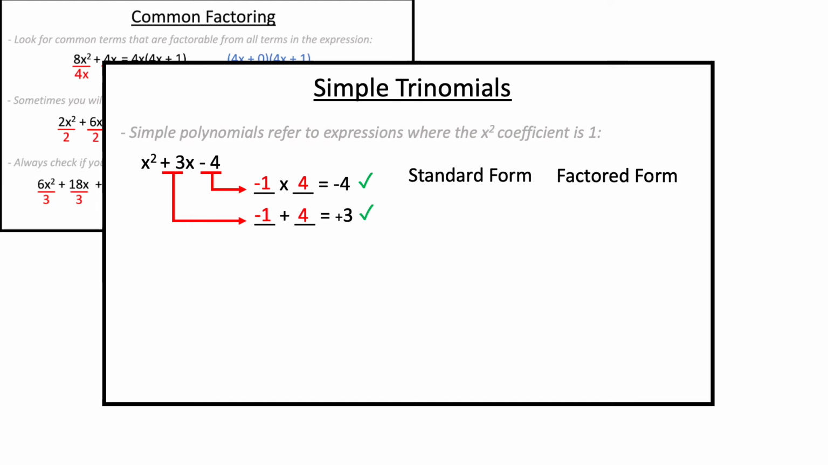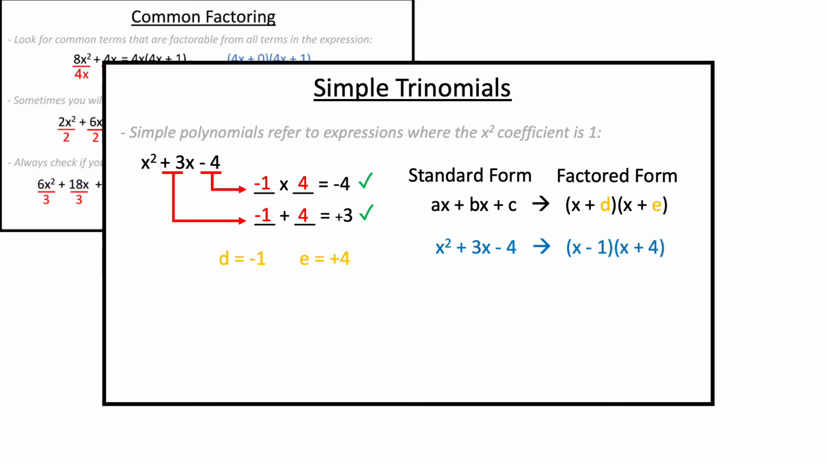So what do we do once we have these numbers? Well, as I showed on an earlier slide, we want to go from standard form to factored form. And what's really important is this d and e term in our factored form. Interestingly, the two numbers we just solved for that will multiply together to give us c and add together to give us b, these are your d and e terms. So to simply factor this, we turned it into an x minus 1 multiplied by x plus 4. We just simply sub our d and e term into the expression.